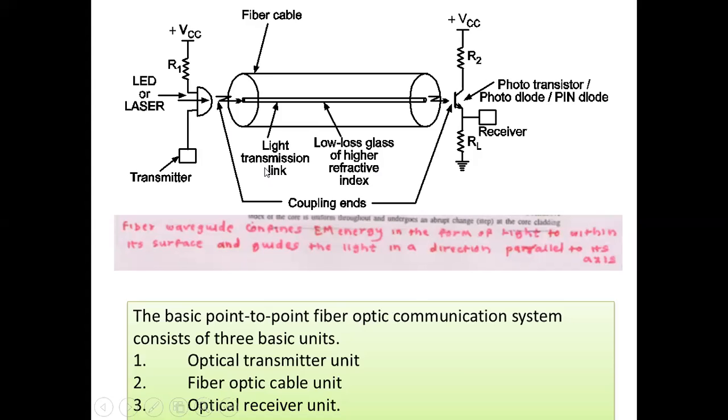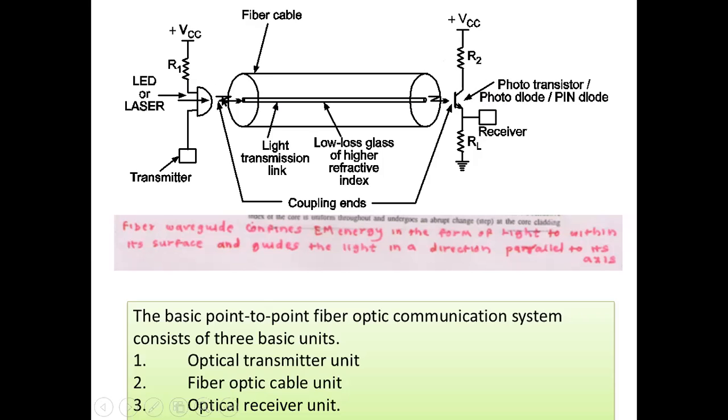So what is the basic principle of operation? A fiber waveguide confines EM energy in the form of light within its surface and guides the light in a direction parallel to its axis. So somehow this electrical information is converted into light information and it travels in this fiber optic cable, and this light information is again converted into an electrical signal with the help of a device like a photodiode or pin diode or phototransistor.